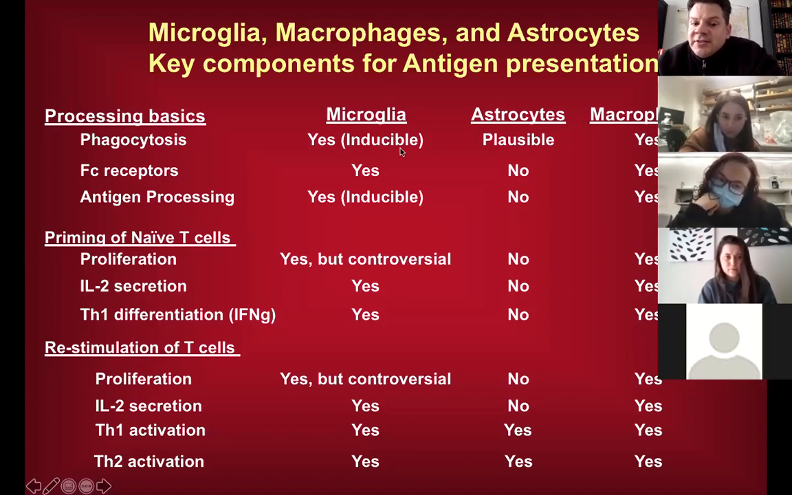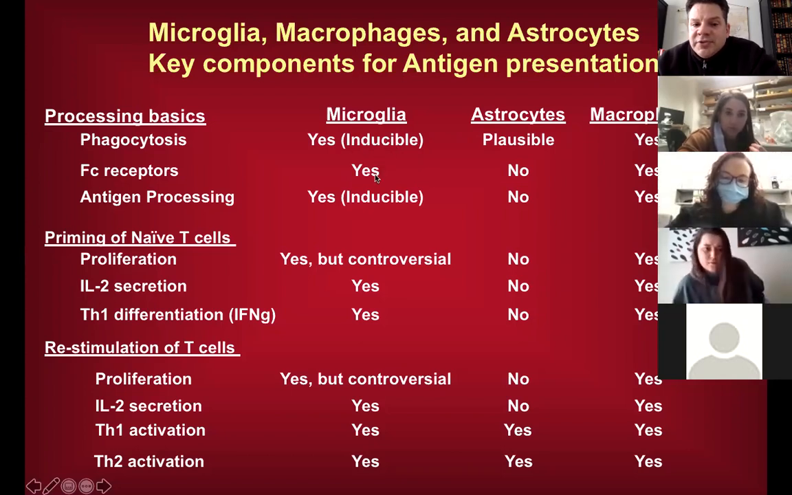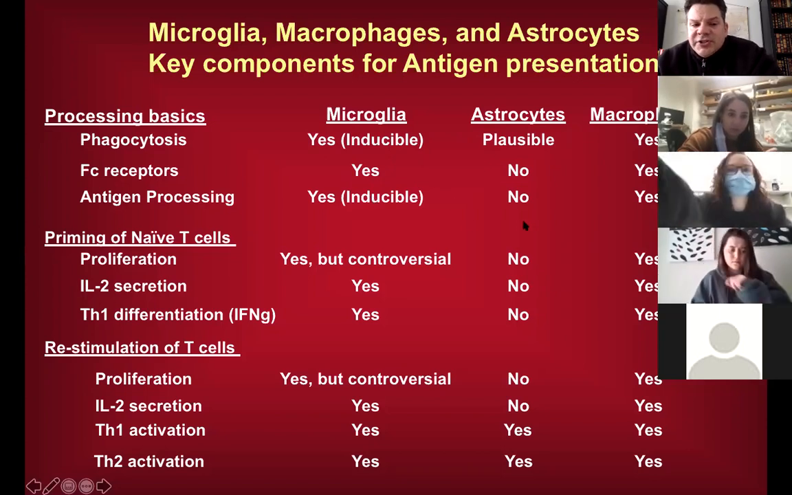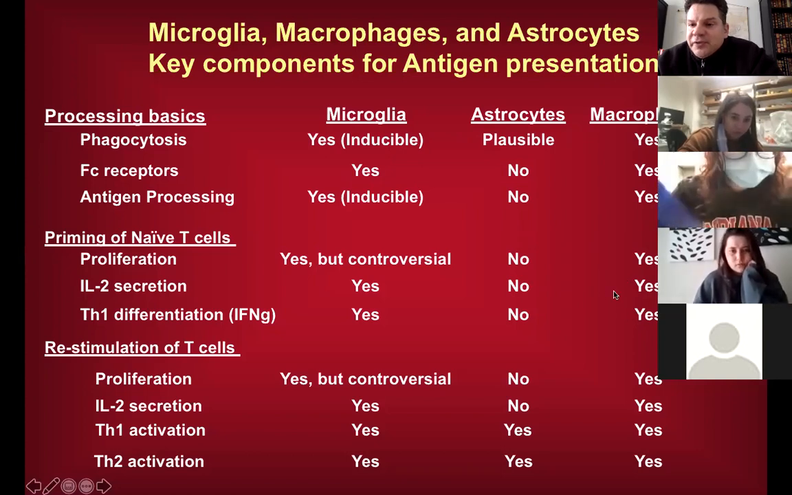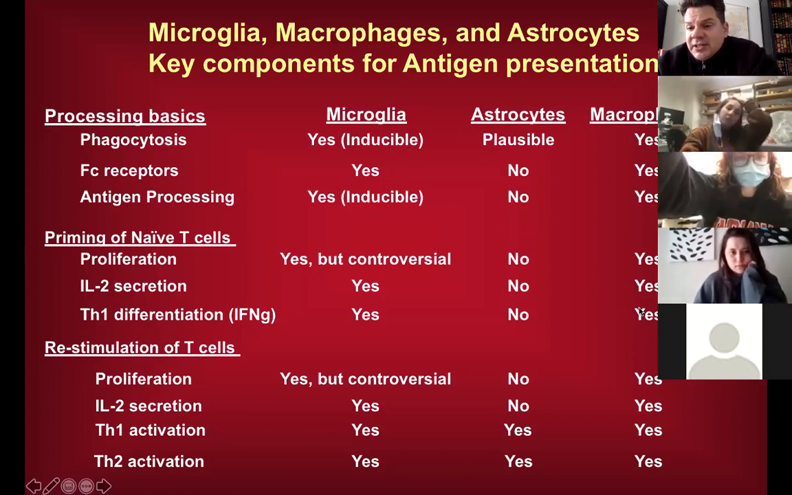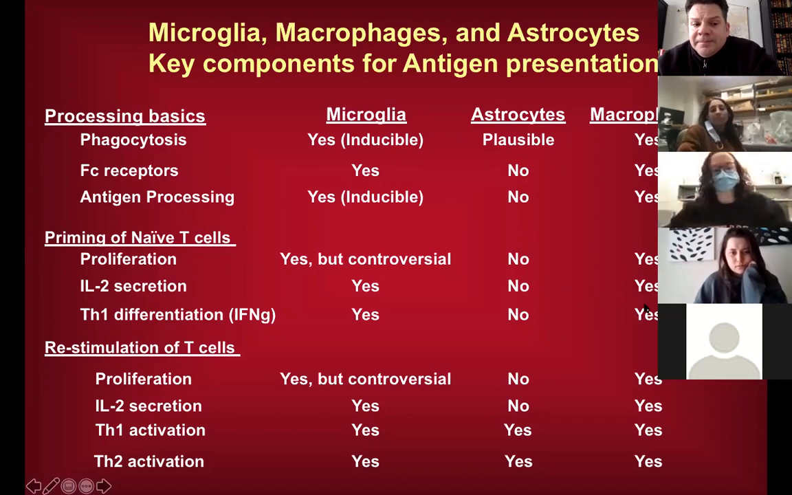Microglia, again, it's a lot of yeses, but it's more inducible. So you don't normally see all these things, but I know all of you have probably seen examples of microglia using phagocytosis. We know they have FC receptors, and we know that they can process antigen. So the next question is, can you cause the proliferation of what are called naive T cells? So T cells that haven't seen antigen before.